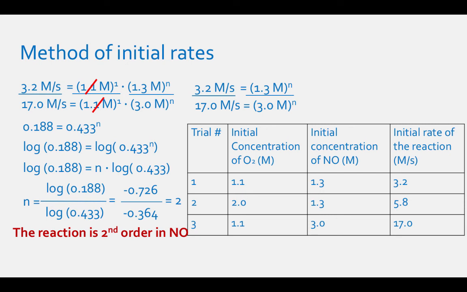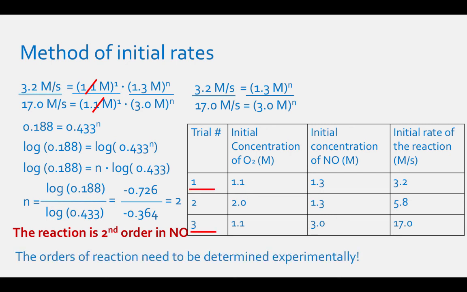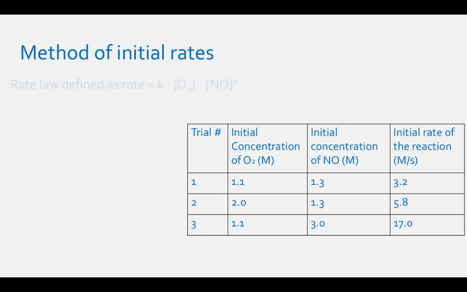These orders of reaction need to be determined experimentally. They are not related to the stoichiometry of the equation. Even though it looks that way for this reaction, it is not the case. To write the rate law, we now know that rate equals K times the concentration of O2 times the concentration of NO raised to the second power. We do not write the reaction order of 1 in the rate law.